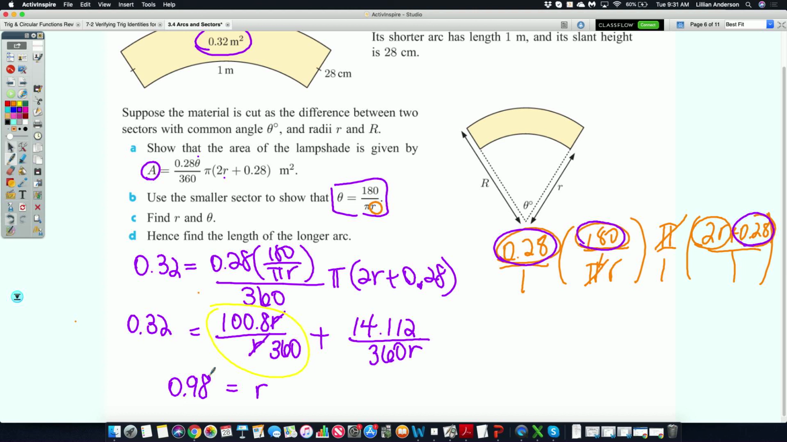Now you could have done it using your calculator as well. You could have put the left side into y1, the right side into y2, seeing where they intersected, and that would have given you your r as well. Or you could have simplified this another way, but it still would have been 0.98. If r equals 0.98, then what's 180 divided by pi times 0.98? 58.5 degrees, and that is your angle.